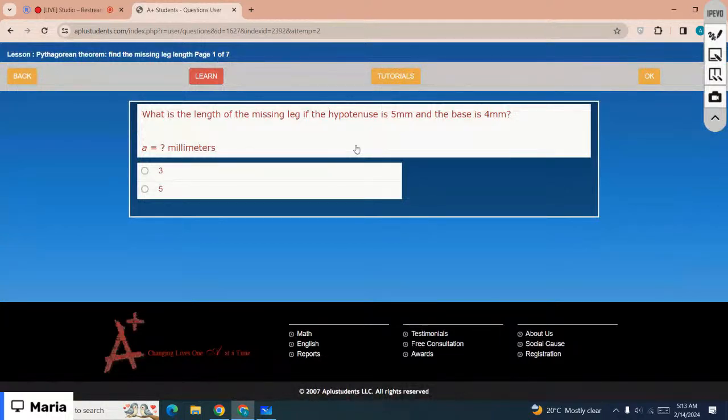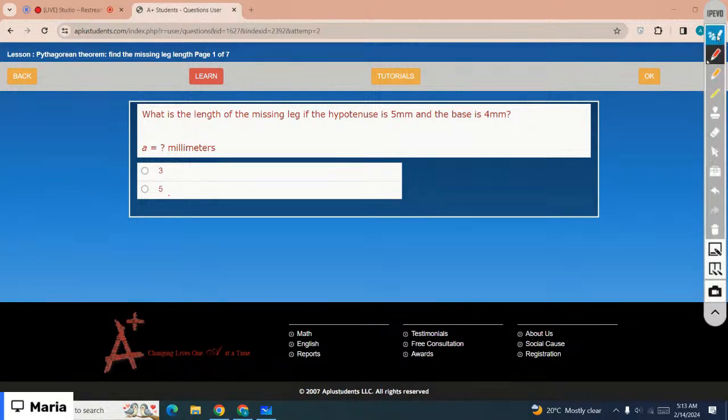Okay, the next one is, what is the length of the missing side if the hypotenuse is 5 and base is 4, right? Okay, you are given the hypotenuse is 5. Let's just draw a triangle and calculate the value. So this is 5, this is base, this is 4, right? So this is C, this is, for example, A. You need to calculate the value of B, right? We know that C square equals A square plus B square. C is 5, that is 5 square.